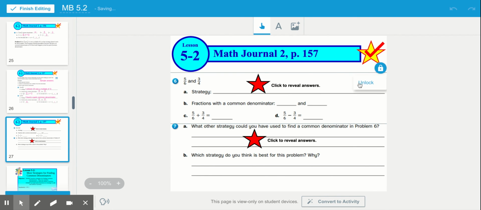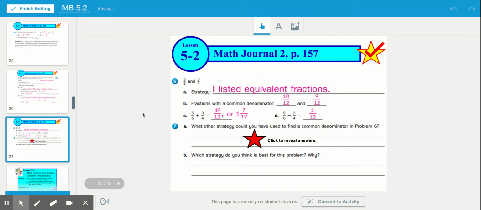Number 6, they listed the equivalent fractions. You could have done quick, you could have done multiples, but what they did was they created 12 as the common denominator. They got 10/12 and 9/12, so they added them, and they got 19/12, or 1 and 7/12, and then when they subtracted, they got 1/12.